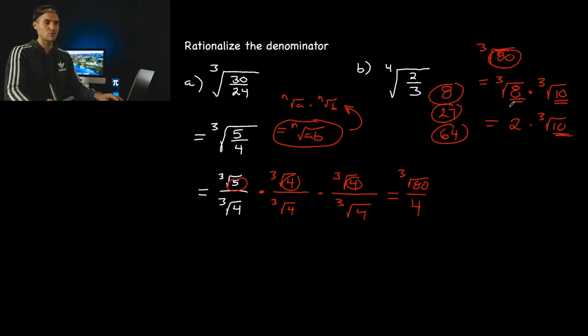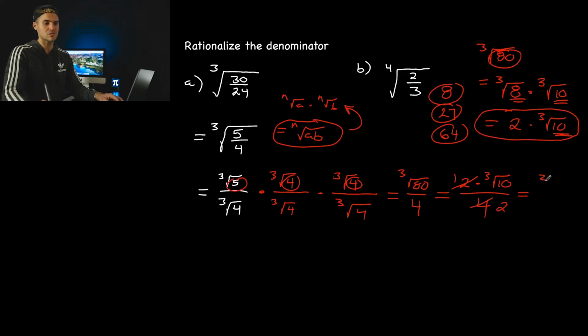So the third root of 80 is the same as 2 times the third root of 10. If we bring that here, that's going to be 2 times the third root of 10 over 4, and then notice the 2 over 4 simplifies to 1 over 2. And so 1 times the third root of 10 is just the third root of 10 over 2. And that right there is your final fully simplified answer.